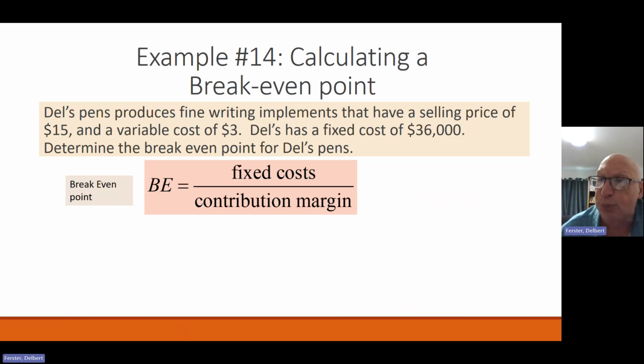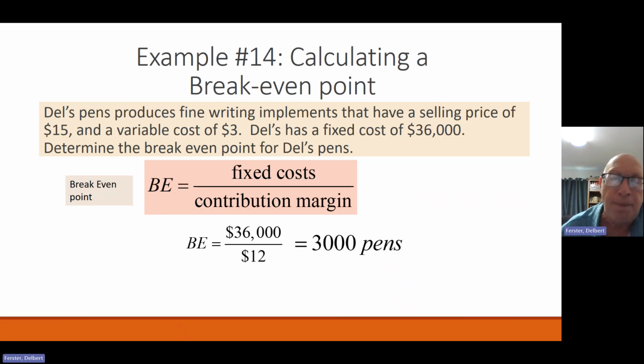So if you're saying, well, hey, what's his break-even spot? Well, it's just pretty much what you'd expect. It's going to take the total fixed costs that you need to exceed and divide it by how much you're making to offset on each pen sale. So it's 36,000 divided by 12. And you realize that if Dell can sell 3,000 pens, that would be almost swell.